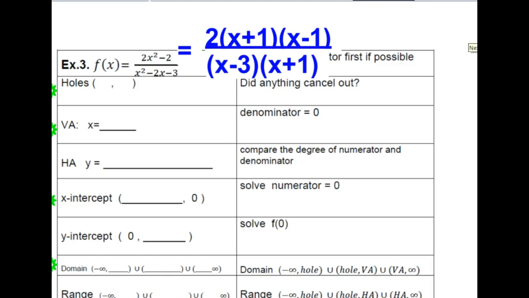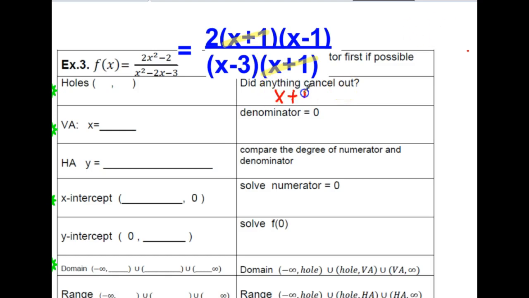Example number 3. Did you factor example number 3 correctly? When we were multiplying and dividing, what was the first thing we did after we factored? Canceled. Is there anything that will cancel here? Did something? What canceled out?